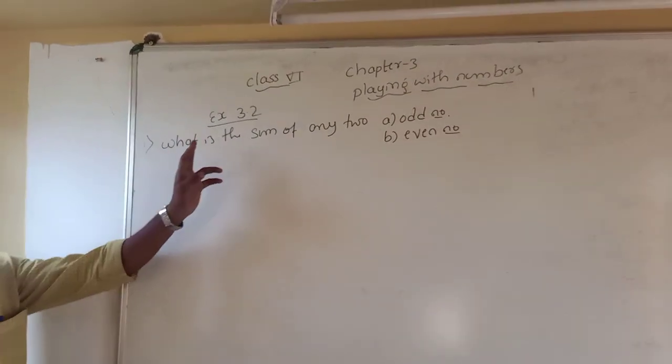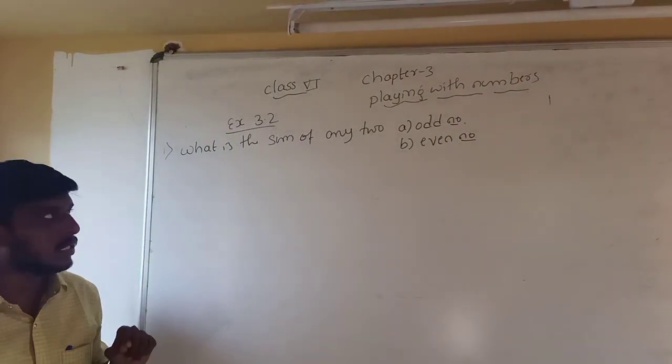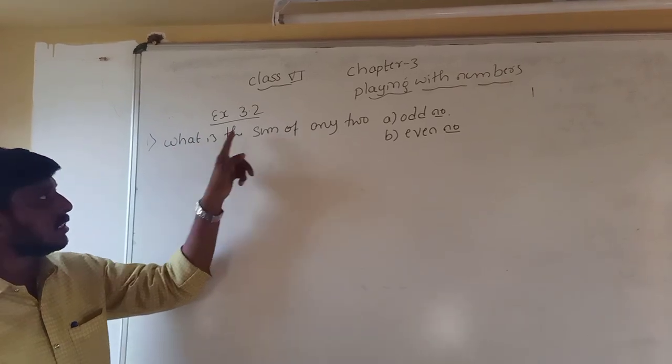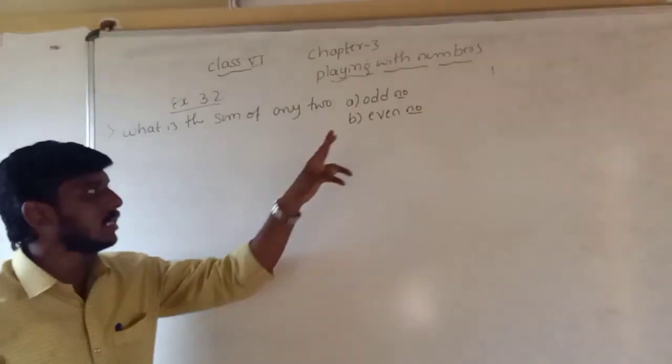So here is the second exercise, 3.2, based on prime and composite numbers. What is the first question? What is the sum of any two odd numbers as well as even numbers?